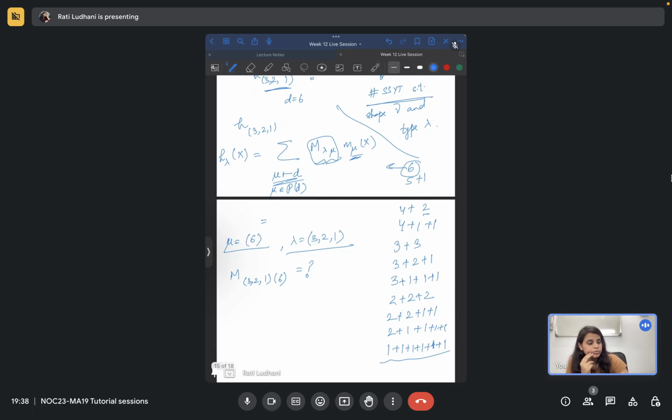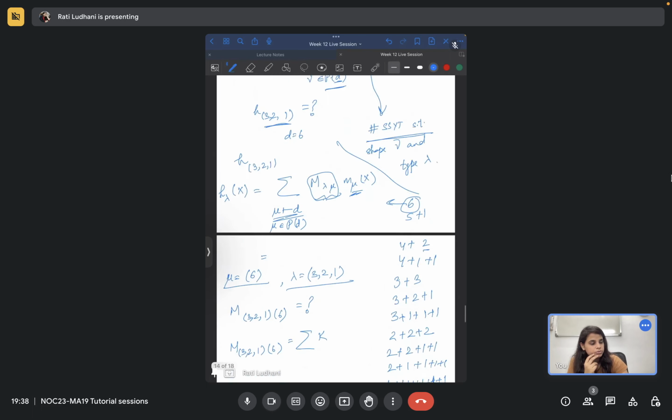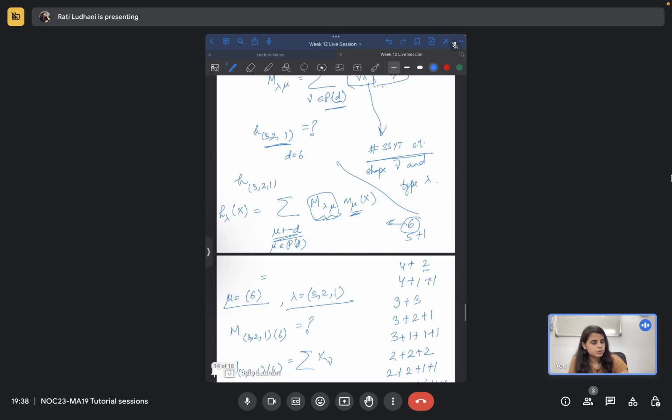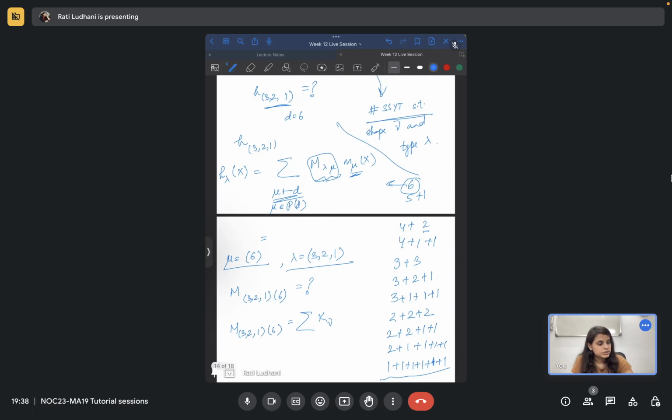Now from the formula, what does this say? This is equal to the sum over K mu nu. It's just the product. First one will be that. So this is K 3 2 1 and K nu 6, right? And nu is a partition of D, which is 6.